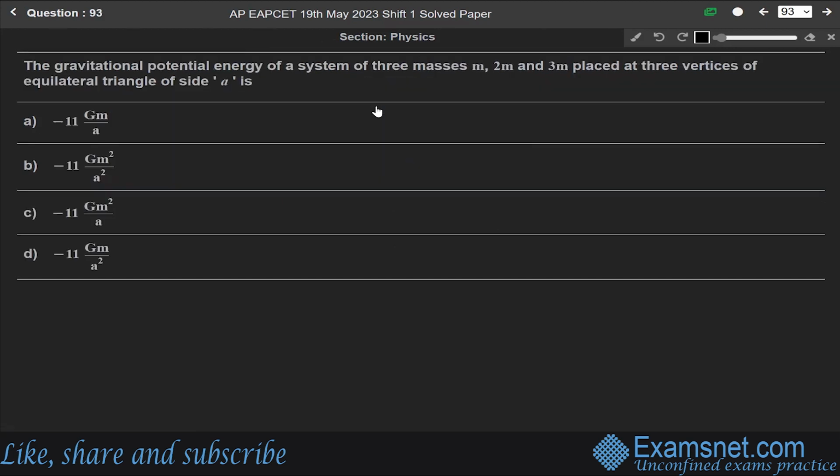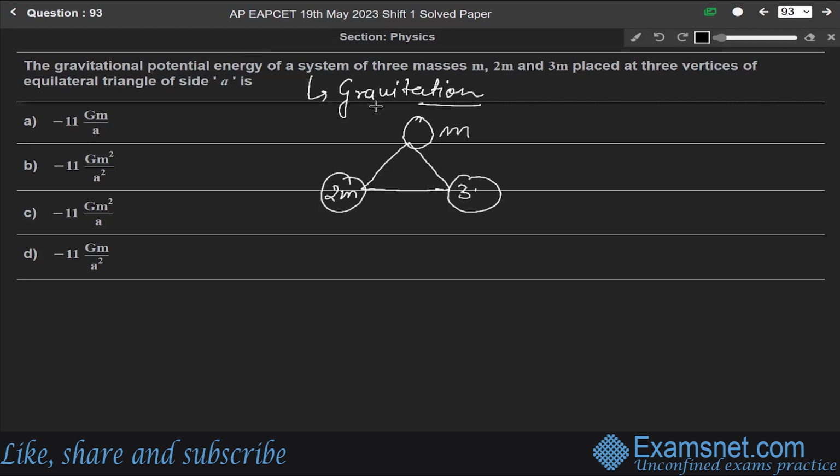Now next question 93. The gravitational potential energy of a system of three masses m, 2m and 3m placed at three vertices of an equilateral triangle of side a is. So this question is from the chapter of gravitation. According to the question, we are given three masses placed at the three vertices of an equilateral triangle. Let us say this is an equilateral triangle, here is mass m, here 2m, and here it is 3m. We have to find the gravitational potential energy of the system.